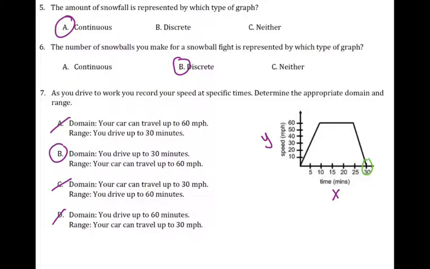Now let's double check our range to make sure that it makes sense for that particular answer. So your range is talking about what's happening to the speeds. And the speed goes up to 60 miles per hour, which is exactly what this range tells me. It says that my car can travel up to 60 miles per hour. So correct answer is B.